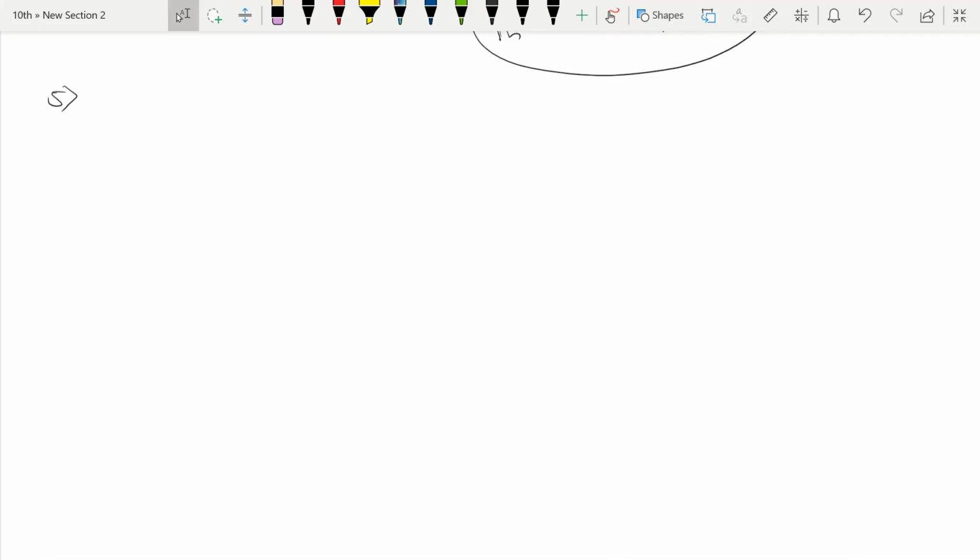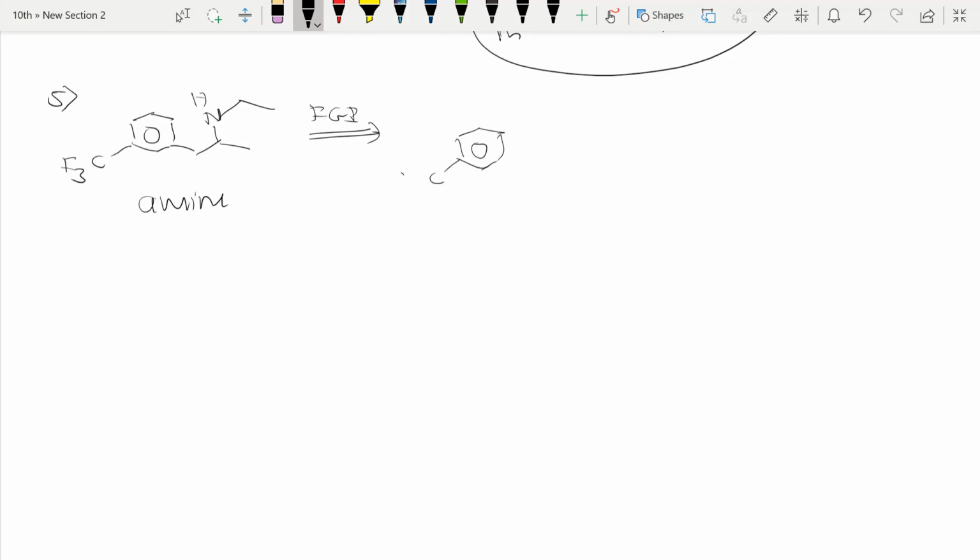So let me take CF3. Fluorine is a very electronegative atom, so it acts as an electron-withdrawing group, right? So here nitrogen is there, hydrogen, CH2CH3. So here, functional group interconversion. Here it is an amine. Now I can convert it into an amide, or I can convert it to an imine, right? It is left to you, whichever you feel is easy. Based on that we will cleave.